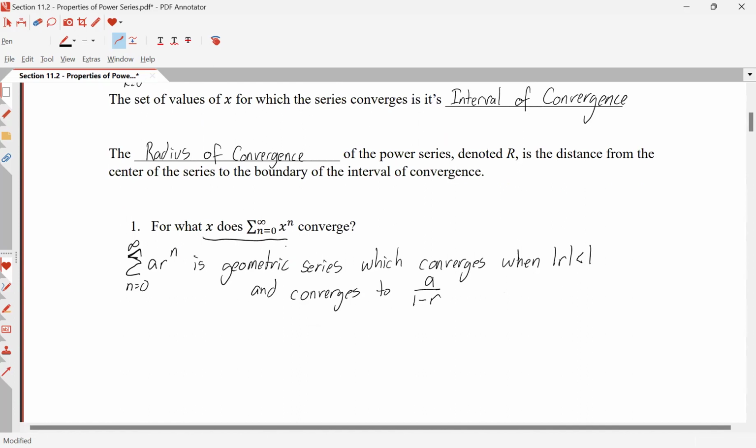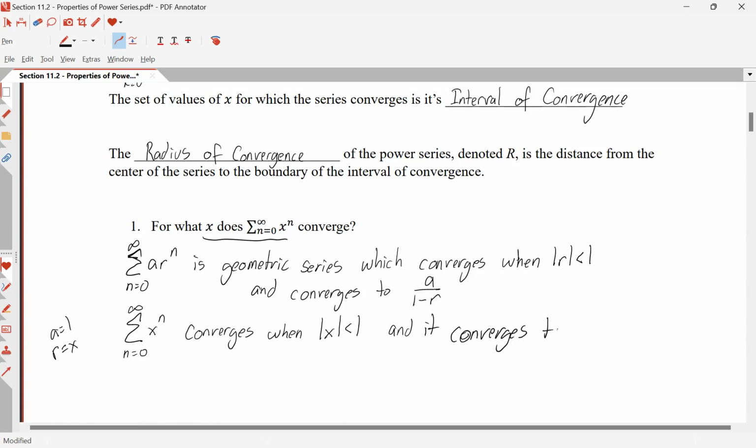So for what values of x does this converge? We're looking at n equals 0 to infinity of x to the n. a is 1, because we don't see any number to be a here. r is x, so this converges when the absolute value of x is less than 1, and it converges to a over 1 minus r.